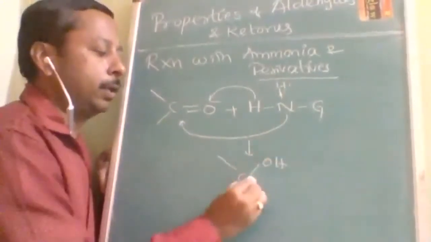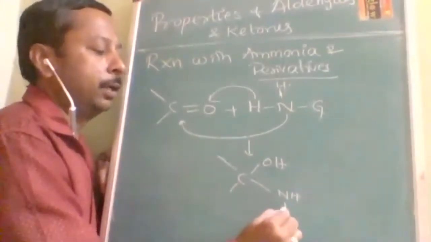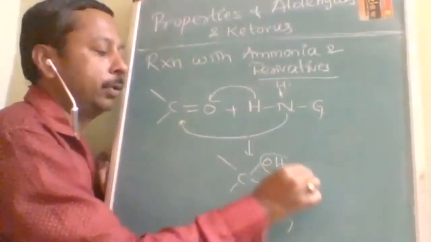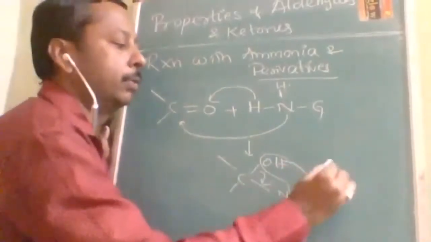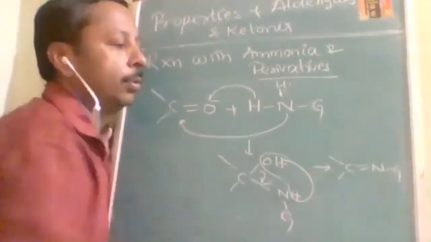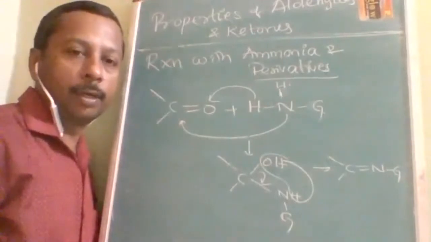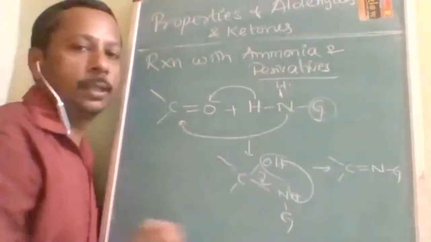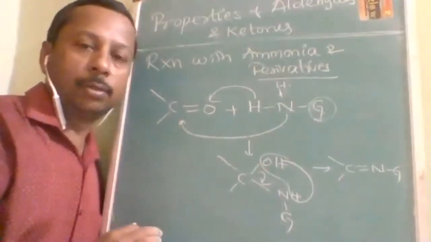It is going to give R, OH and NH group. After that, this water molecule will be eliminated and there will be a double bond, a C double bond N group. This is the final product we are going to get. Here, as the group changes the answer changes, but the whole mechanism is similar to this only.